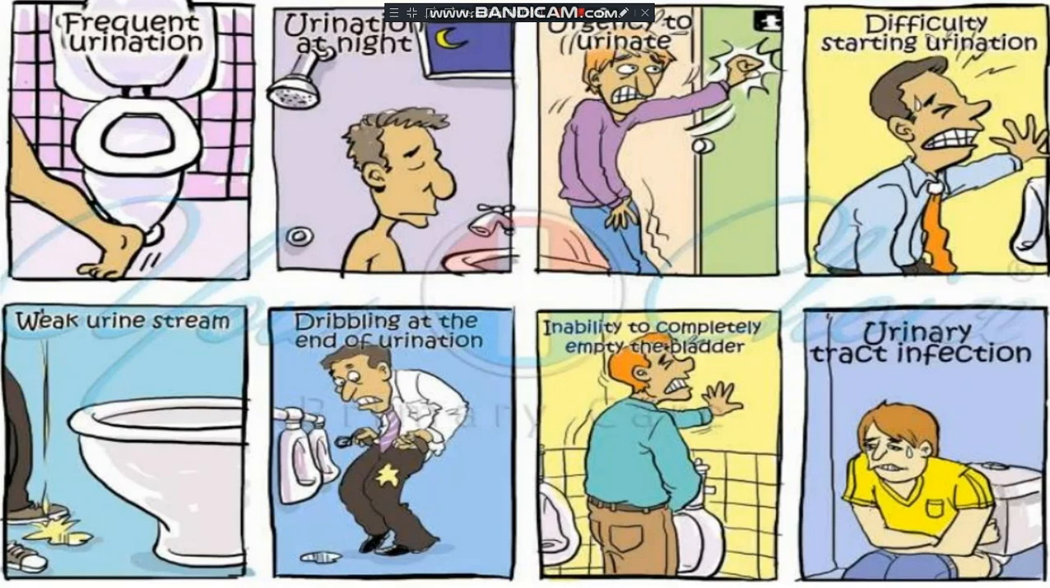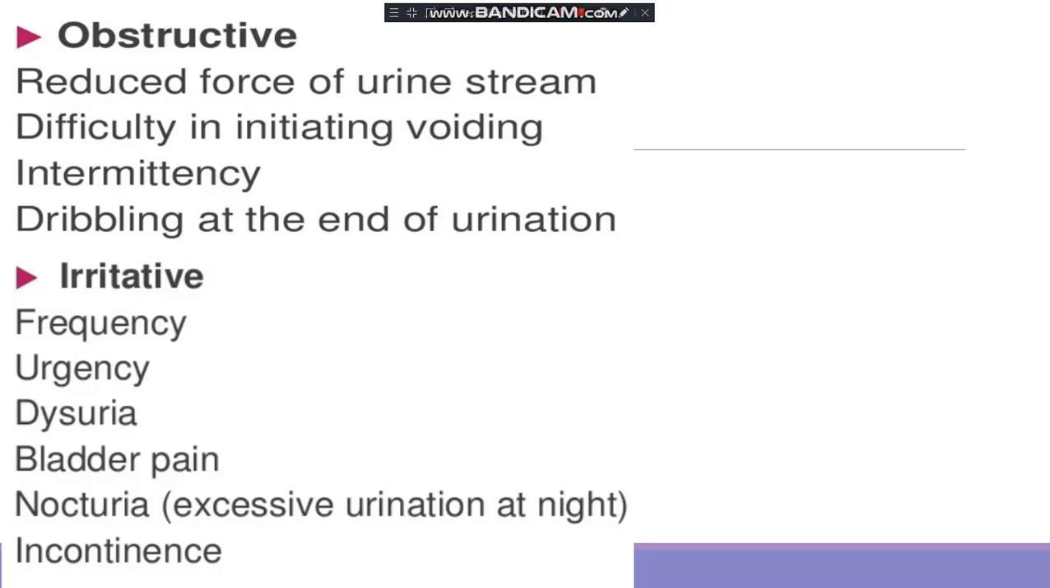Then weak urinary stream, dribbling at the end, inability to completely empty the bladder, then urinary tract infection. Eventually, it will develop into urinary tract infection. Then again, the signs and symptoms of BPH can be divided into two major categories, that is obstructive symptoms and irritative symptoms. Obstructive as well as irritative.